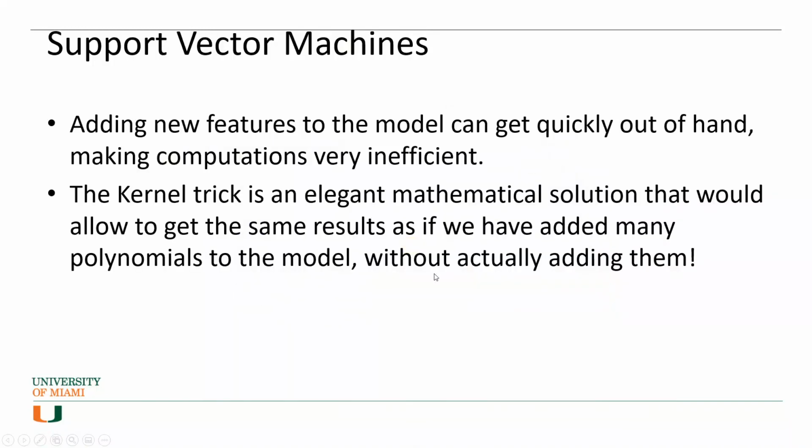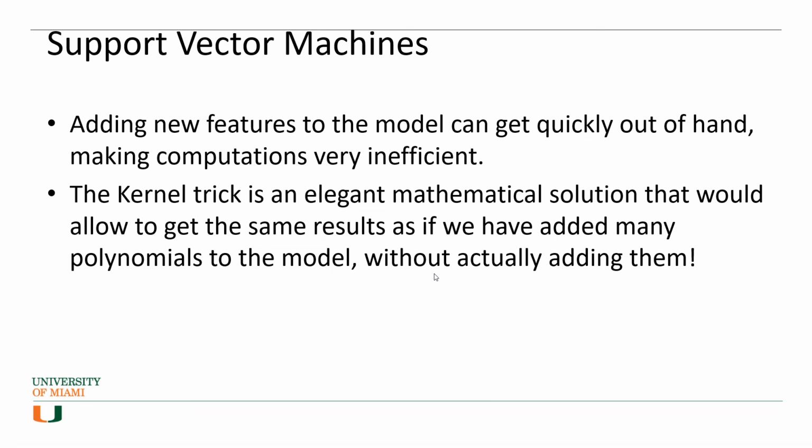However, as you can imagine, adding new features to the model can quickly get out of hand, especially if you already have many features, right? Remember, we said that we are not limited to 2 or 3 features. You can have many features. And if you have many features and it is impossible to find a linear classifier, and you want to come up with different polynomials of the already high number of features that you have, your model will get out of hand and become computationally very inefficient. So how are you going to deal with that?